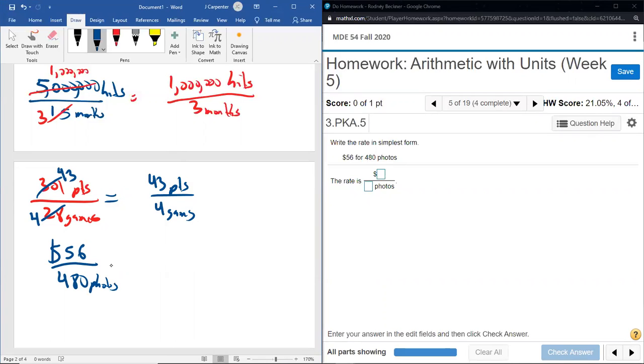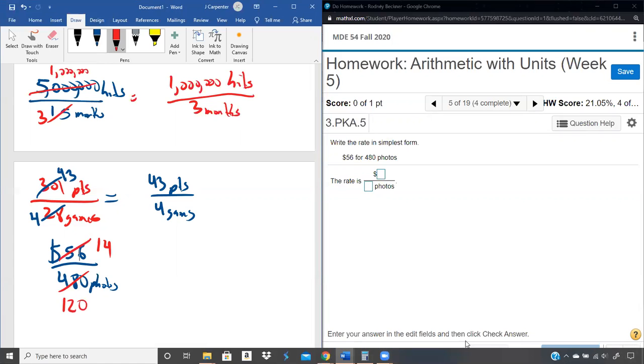Well, they're both even, so 2 definitely goes into both of them. Maybe we could do better though. If 2 goes in, maybe 4 would. Well, 4 definitely goes into 56, and it's definitely going to go into 480. 4 is going to go into 56. Well, 40 would be 10 of them. There's 16 left, so that's 4 more. So 14. 4 will go into 48 12 times, and then we can just tack on a 0. So that should be 120.